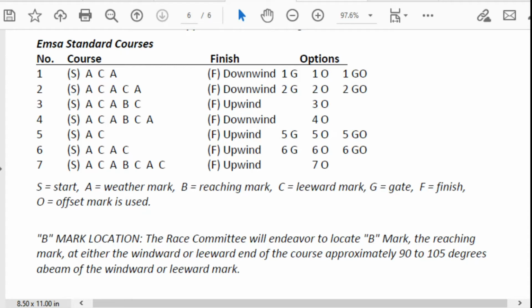So 5G would be a gate, a 5.0 would have an offset, a 5GO would have a gate and an offset. And the triangle is set after the pizza slice is after the sausage. Oh my. Right? If you look at course 3, it's windward leeward, windward reach, leeward, and upwind finish.